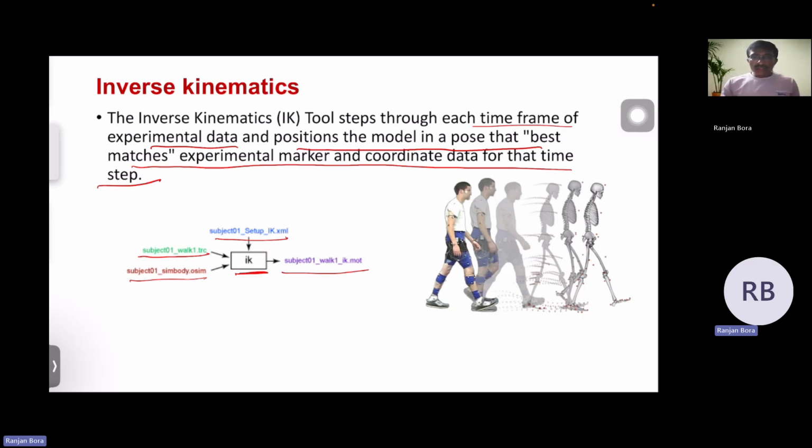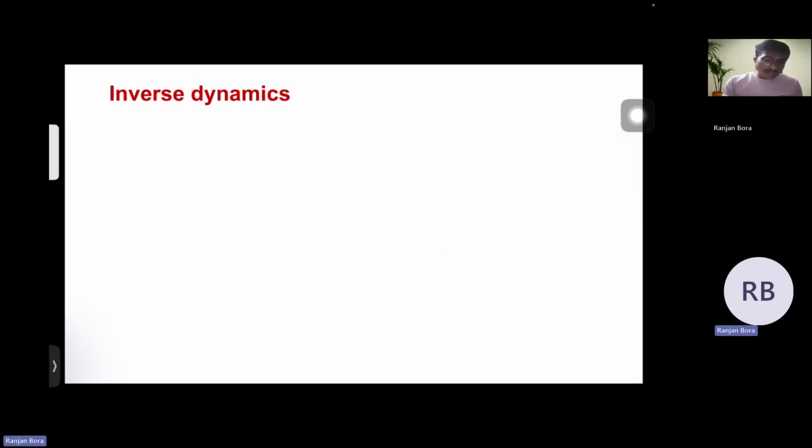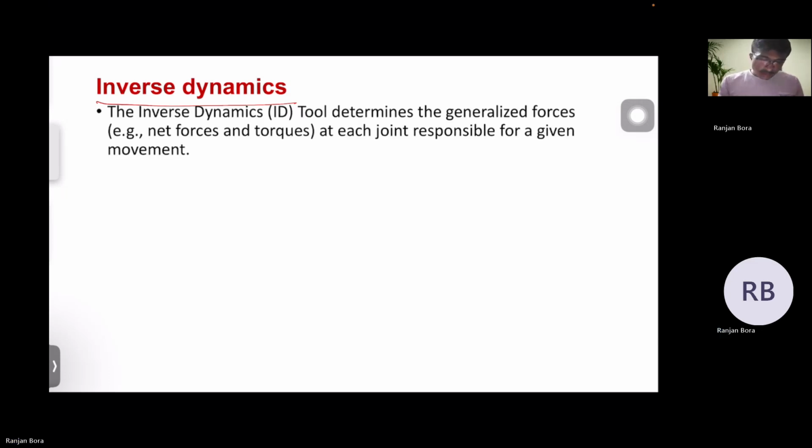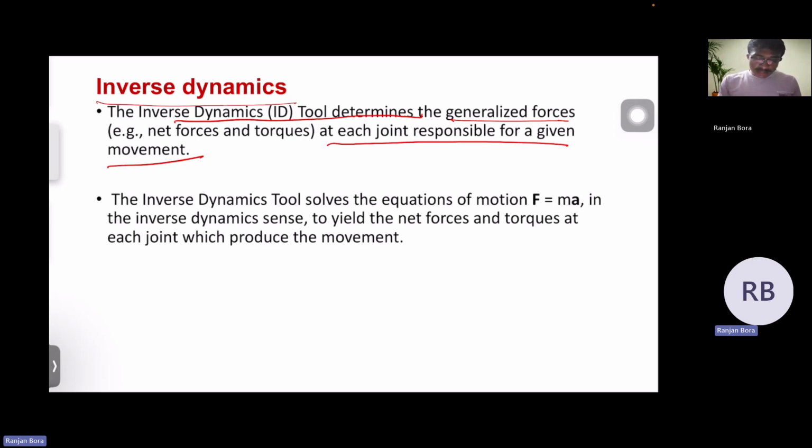Okay, after knowing the joint angles and the joint kinematics, we do the inverse dynamics. So in the inverse dynamics, we estimate the joint moments, joint reaction moments, and joint forces. The inverse dynamics tool determines the generalized forces at each joint responsible for a given movement. And the inverse dynamics tool solves the equations of motion, F equal to ma, in the inverse dynamic sense, to find the net forces and torques at each joint which produce the movement.